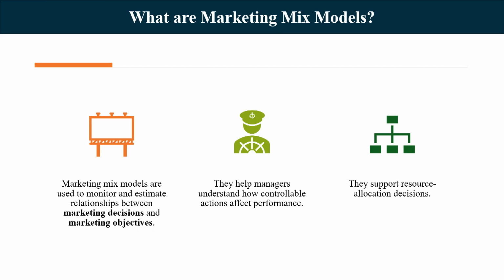Another aspect of the marketing mix model is that it supports resource allocation decisions. How much needs to be allocated in the marketing budget, how much needs to be allocated for accessibility level, meaning intensifying the distribution level of the product, or how much needs to be allocated for upgradation of the product, how much needs to be allocated for technological advancement of the product.